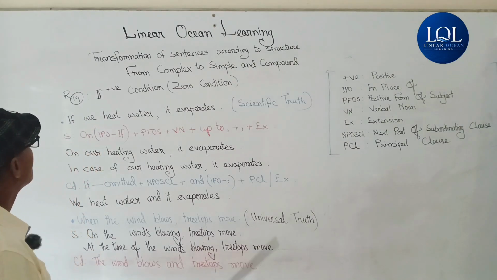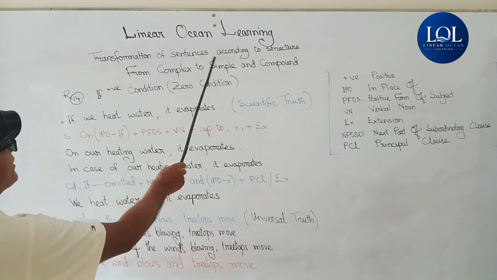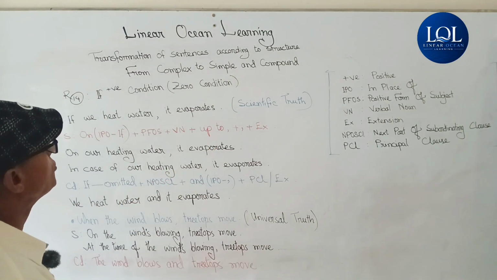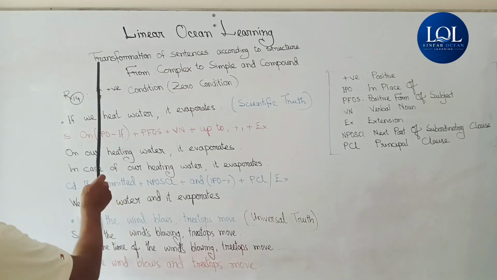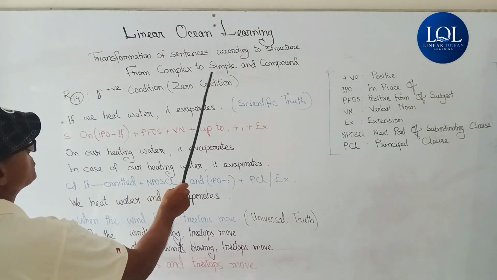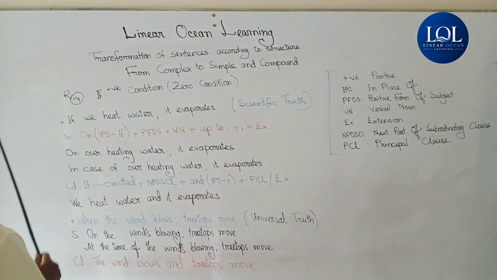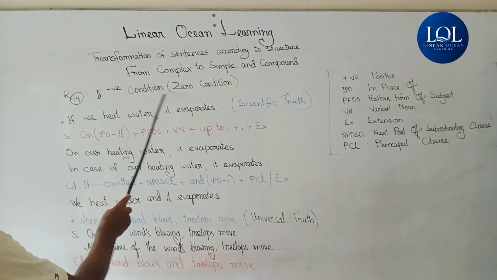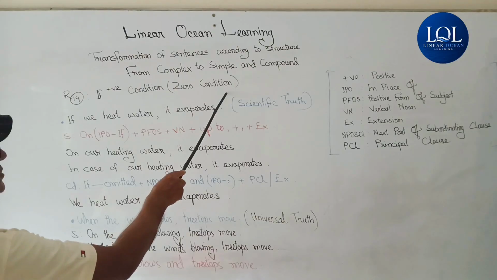Today I am again with you on transformation of sentences according to structure. My previous video was on conditionals. Transformation of sentences according to structure from complex to simple and from complex to compound. Rule 14. If positive condition, zero condition. Today I will be talking on zero condition only.